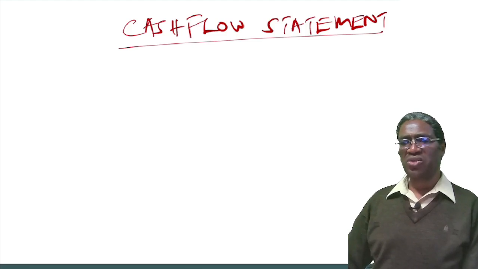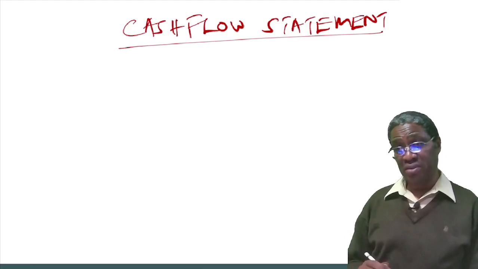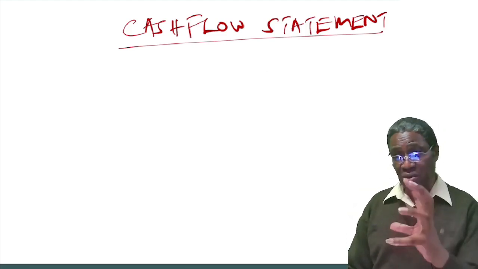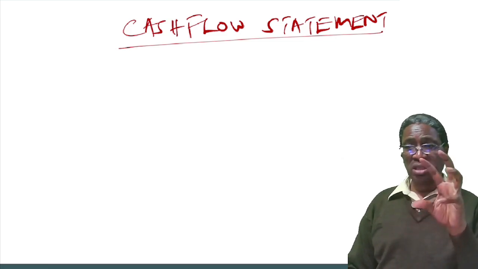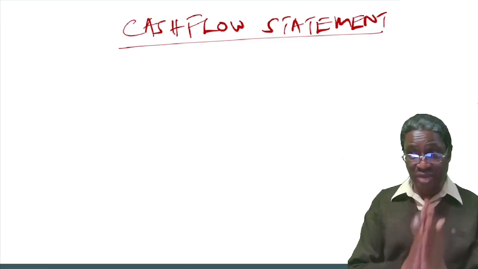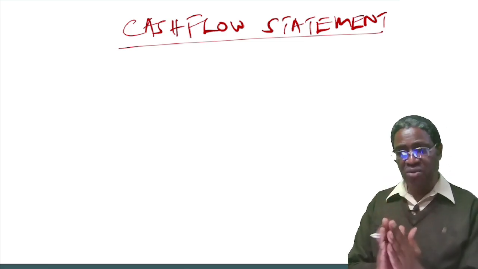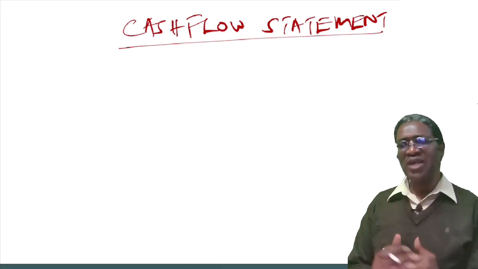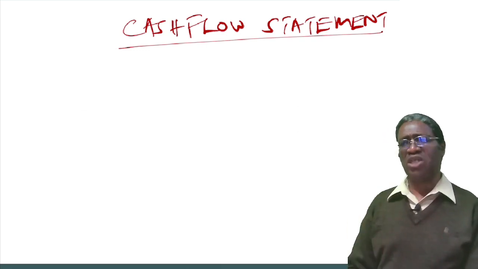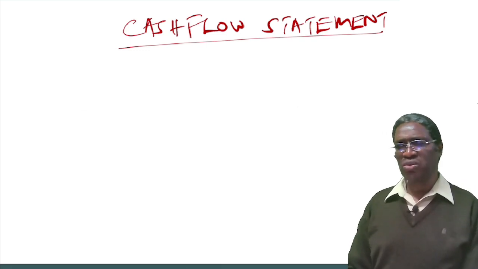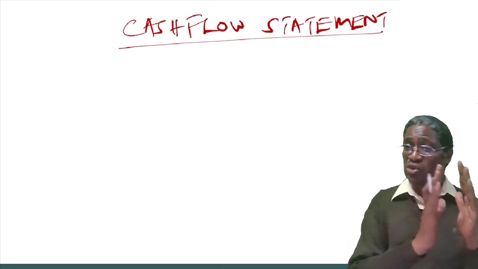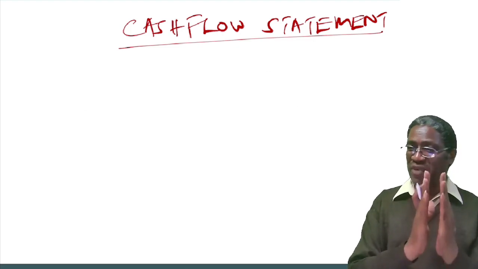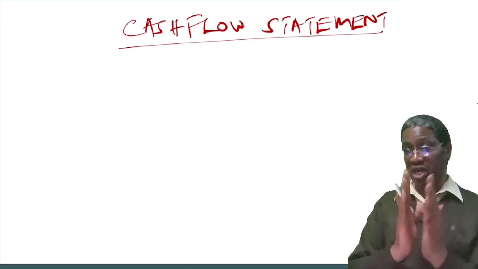We want to start this topic of cash flow statement. It is a topic found both in financial reporting at the intermediate level and in advanced financial reporting. Before we go into the details of cash flows, I want to remind you about cash flow. You must have also done it at the beginner's level, the foundation level, what we call financial accounting.